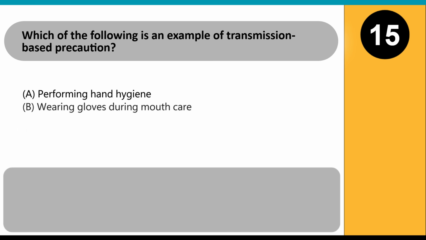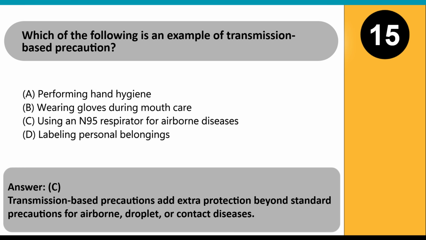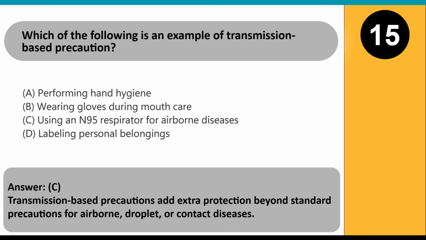Which of the following is an example of transmission-based precaution? A. Performing hand hygiene. B. Wearing gloves during mouth care. C. Using an N95 respirator for airborne diseases. D. Labeling personal belongings. Answer: C. Transmission-based precautions add extra protection beyond standard precautions for airborne, droplet, or contact diseases.